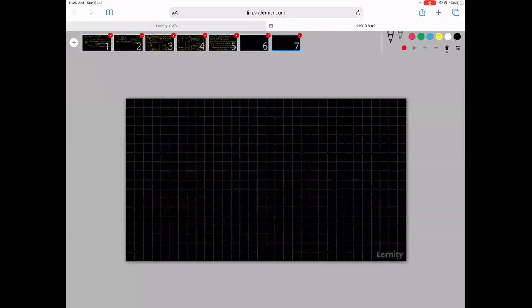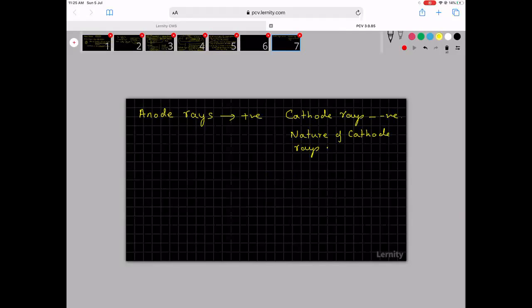Now, some of us are getting confused. They are telling, yeah, anode. Okay, they are not getting confused. I am getting confused. Anode rays are positive. Cathode rays are negative. But for all elements, cathode rays are the same. Nature of cathode rays is the same. But for different gases, the nature of anode rays is different.